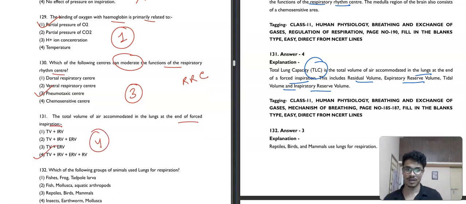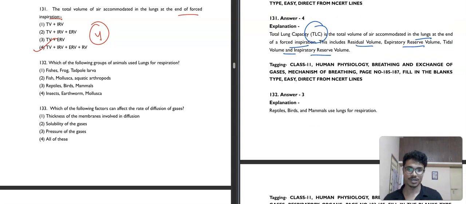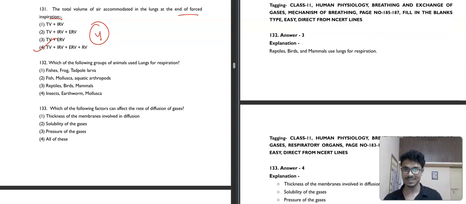Then question number 132. Which of the following groups of animals use lungs for respiration? These are reptiles, birds and mammals. So the third option is our correct answer. And which of the following factors can affect the rate of diffusion of gases? Thickness of the membrane involved in the diffusion, solubility, or pressure of the gases. So all of these can affect the rate of diffusion of gases. The fourth option is our correct answer.